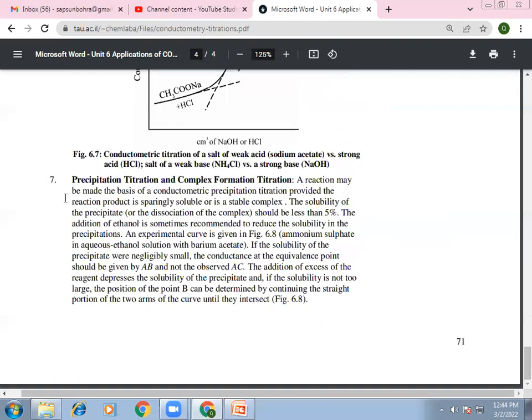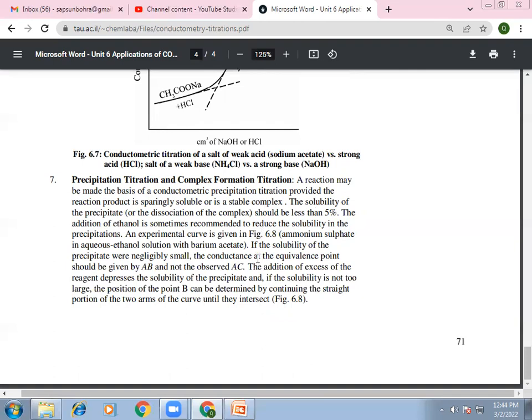Now we will see the last one, precipitation titration and complex formation titration. So reaction may be made on the basis of conductometry precipitation titration, provided the reaction is sparingly soluble or a stable complex. The solubility of the precipitate should be less than 5%. Addition of ethanol is recommended to reduce the solubility of precipitation.